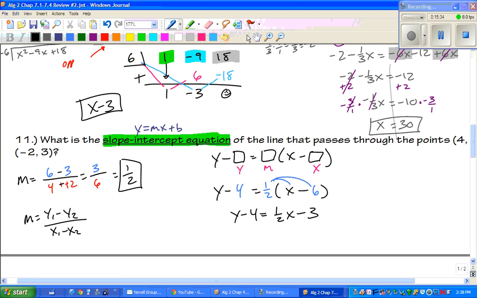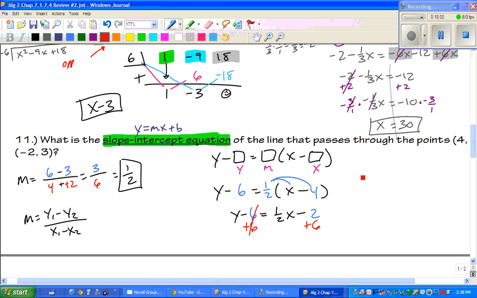minus 3. Is that right? Did I put those two in the right spot? I didn't. That's what happens when you do this too fast. Okay? So 6, and then half of 4 is 2. I apologize, guys. Hopefully one of you caught that. Okay? And then I wrote the wrong number again.